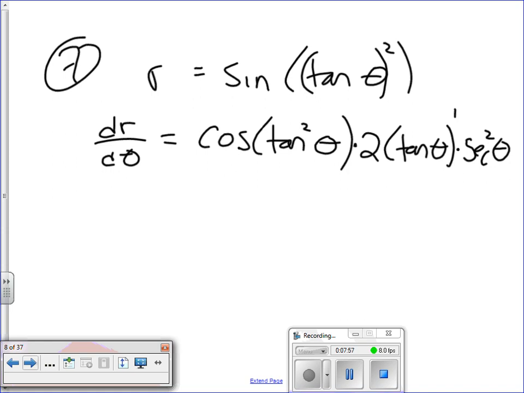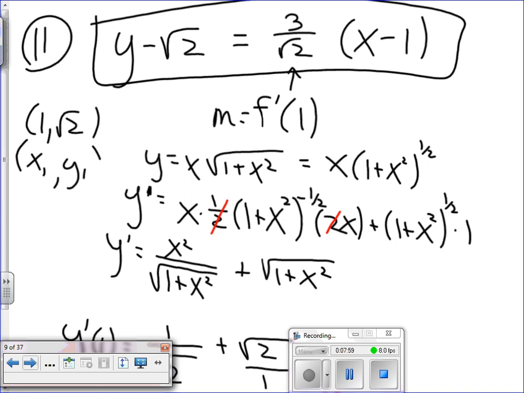Yep. Okay, and the other one we want to talk about, so with 11, the whole thing that you had to get was the slope of the tangent, which was the derivative at 1. So to get the derivative, first you rewrite the function as x times 1 plus x squared to the half. And that's a product. So when you go to get the derivative, you have to use the product rule.